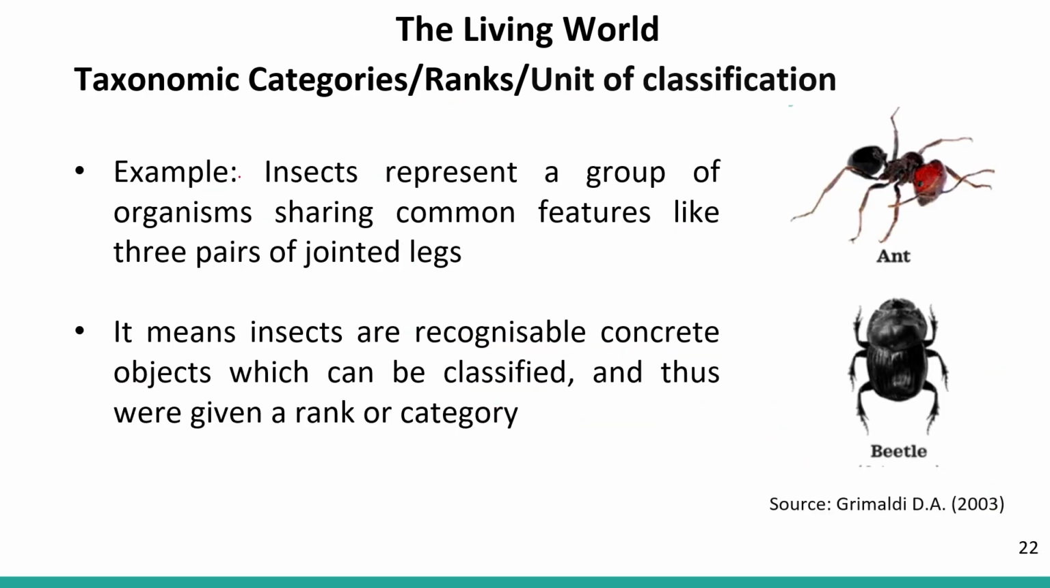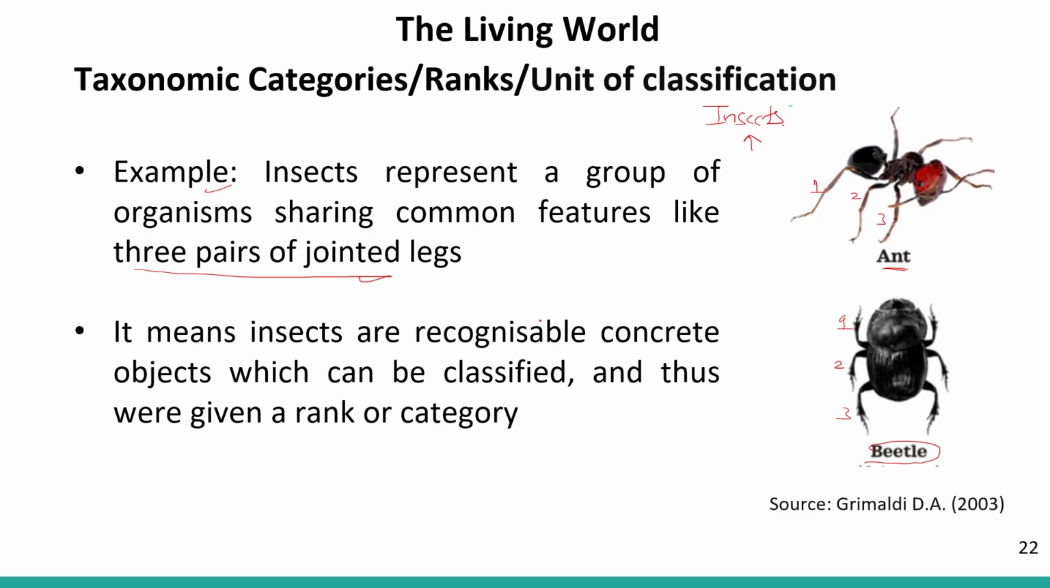Now another example is that of insects. If we talk about insects, examples are ant and beetle. Ant and beetle both have 3 pairs of jointed legs. First pair, second pair and third pair. Again beetle, first pair, second pair and third pair. There are 3 pairs of jointed legs, and the animals which have 3 pairs of jointed legs are included under insects.